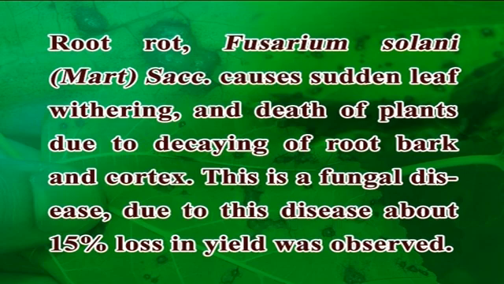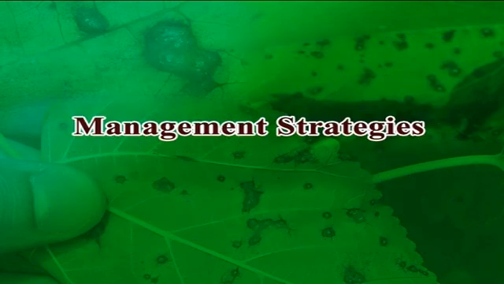Root rot, that is Fusarium solani, causes sudden leaf withering and death of plants due to decaying of root bark and cortex. This is a fungal disease. Due to this disease, about 15% loss in yield was observed.